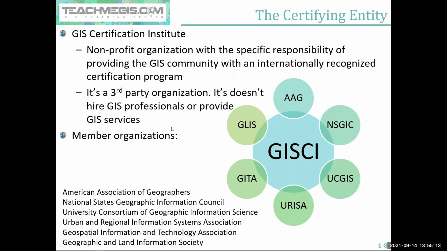So the certifying entity, again, is the GIS Certification Institute. It's a nonprofit with a specific responsibility of providing the GIS community with an internationally recognized certification program. It's a third-party organization. Some of its member organizations are listed here. So it was not just URISA who did this on their own. They pulled together many of the very well-known organizations around the globe to create this GIS Certification Institute. And I mention them here.